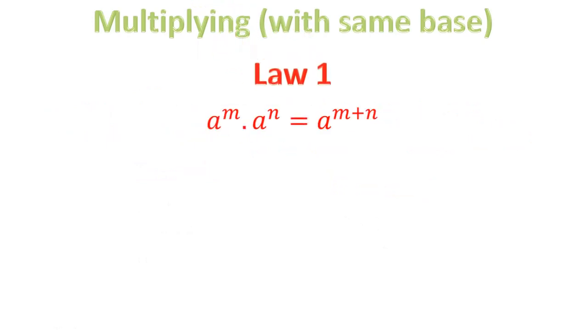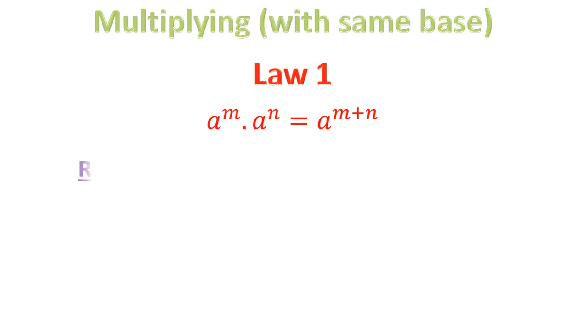So, when we write down Law 1 mathematically, we say a to the power of m times a to the power of n equals a to the power of m plus n. Same base, in this case it's a, and then we add our exponents. That's what Law 1 says.